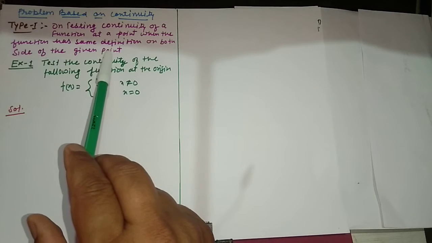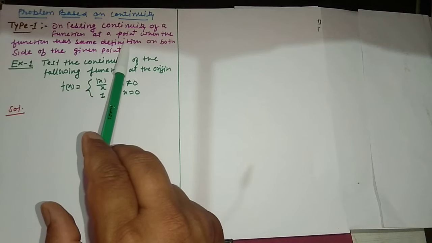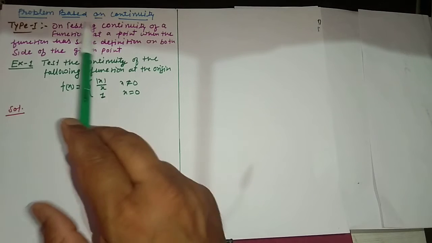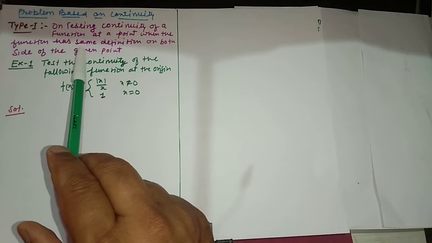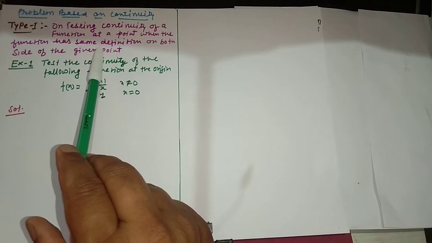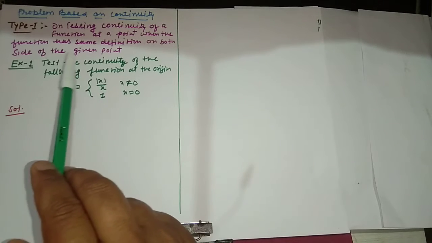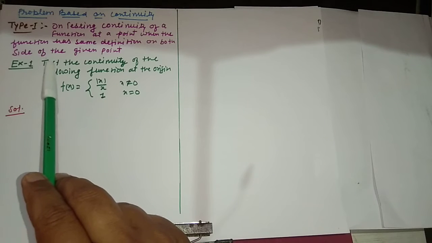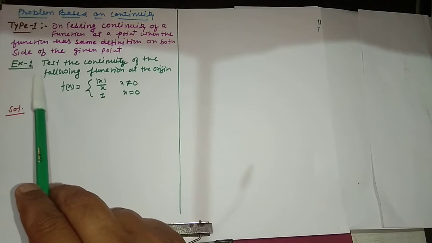Clear? On both sides of the point, what should the definition be? Same means the same function. The meaning of this is, at the point you have to select, the function must remain the same on both sides. There should be no change in the function on either side. Clear? To show that, I have an example.